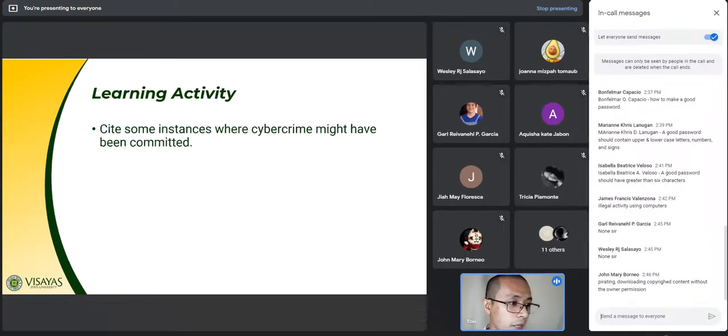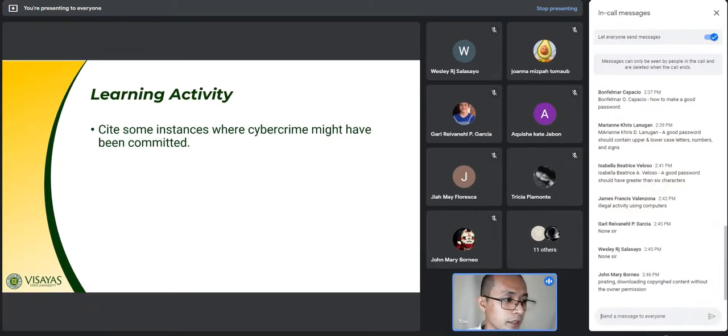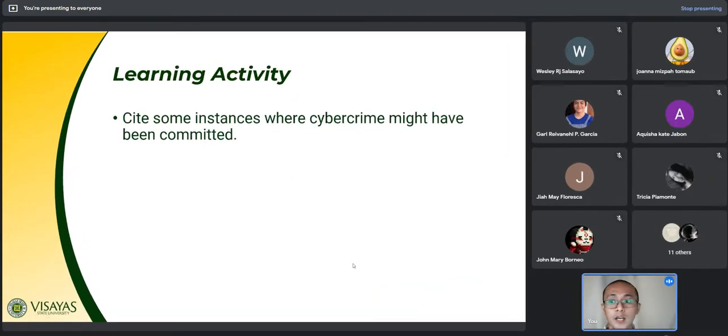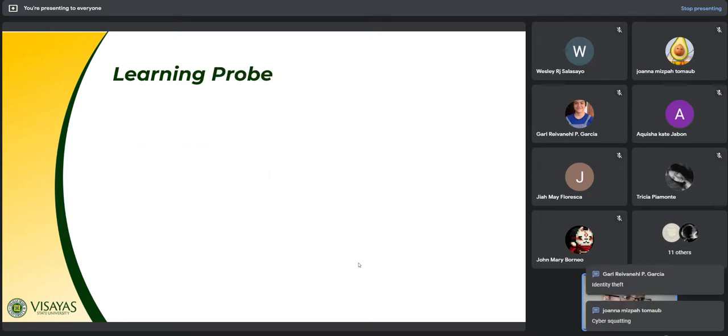Okay, from Jean Mary, we have here pirating, downloading copyrighted content without the permission from the owner. Yes, that's a cybercrime because you try to download files which of course do not belong to you. Okay, we have also from Guard, identity theft. Yes, when you try to steal someone else's identity, that's identity theft.